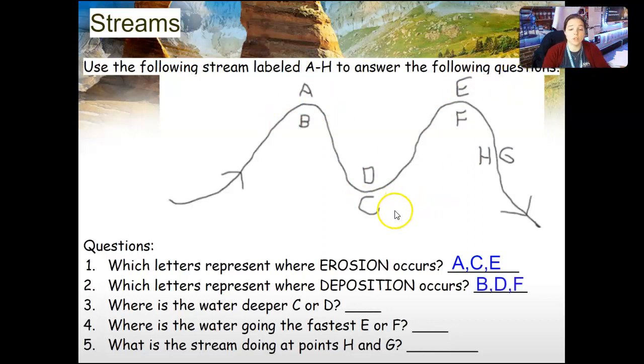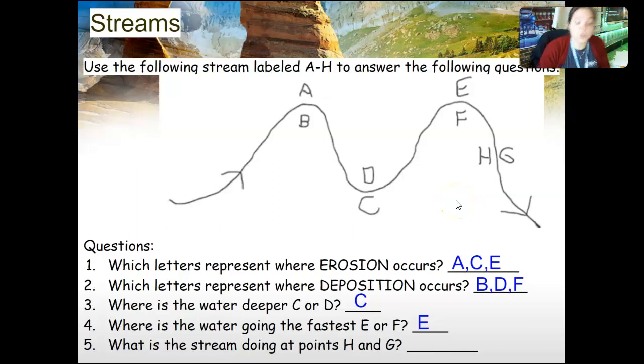Where is the water the deepest, C or D? AKA, where is it going to be the fastest? It's got to be C. Where is the water going the fastest, E or F? Well, where does that stream point? E is pointing at E.